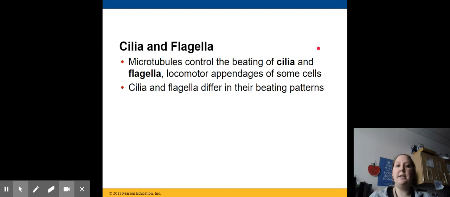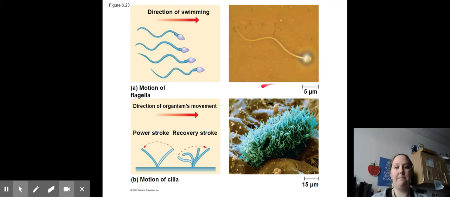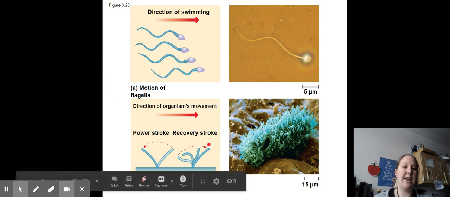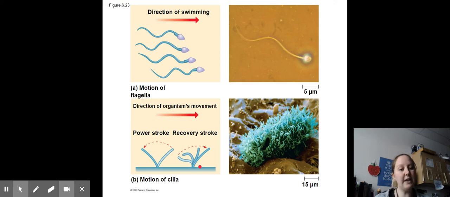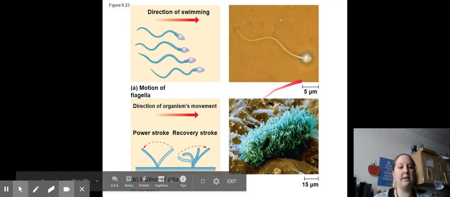Cilia and flagella, these are the locomotive appendages of some cells. They differ based off of their beating pattern and the shape of them as well. Here we see a flagellum. This is a tail-like whip that makes a whipping motion to cause the bacterium or cell to move that way, whereas the cilia is more of a hair-like structure that moves kind of wavy to help move that cell.